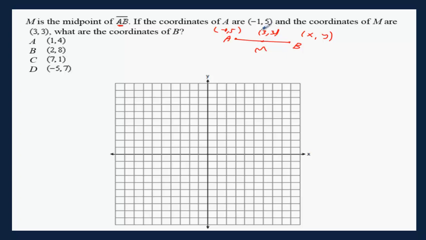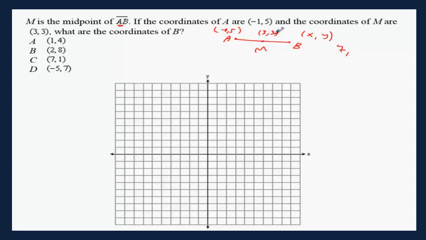Now to go from the midpoint to the other one, we know the midpoint is something in the middle. So to move from 3 to the next one, you're going to go up 4 points, which is 4, 5, 6, 7. That's X is 7.